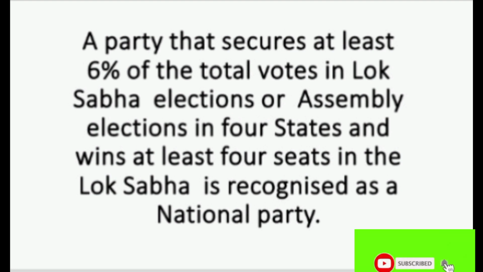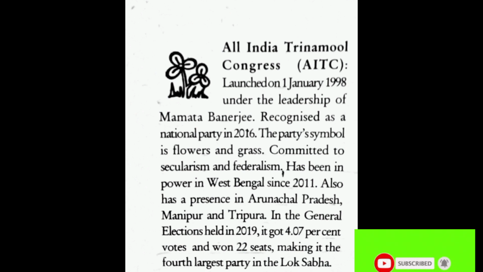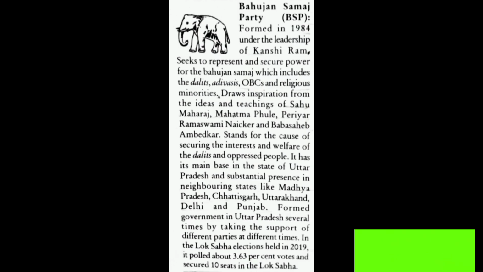All India Trinamool Congress (AITC) was launched on 1st January 1998 under the leadership of Mamata Banerjee, and recognized as a national party in 2016. The party's symbol is flower and grass, and it is committed to secularism and federalism. Next, Bahujan Samaj Party (BSP), formed in 1984 under the leadership of Kanshiram, seeks to represent and secure power for the Bahujan Samaj, which includes the Dalits, Adivasis, OBCs, and religious minorities.